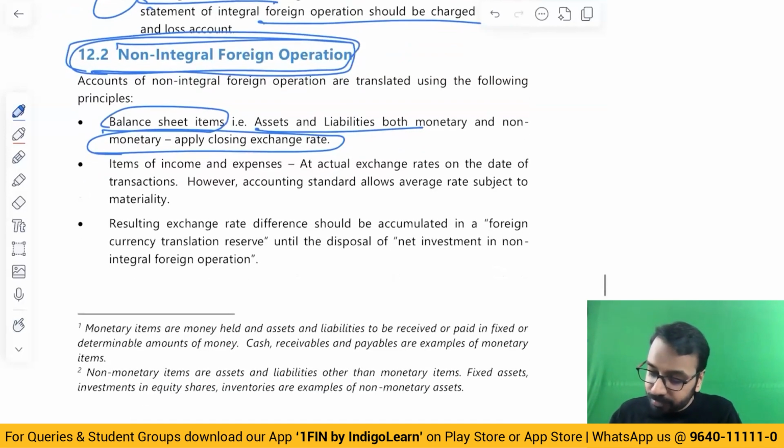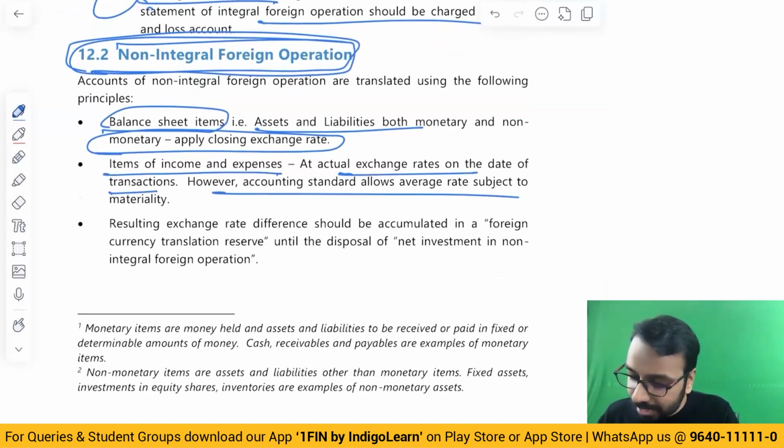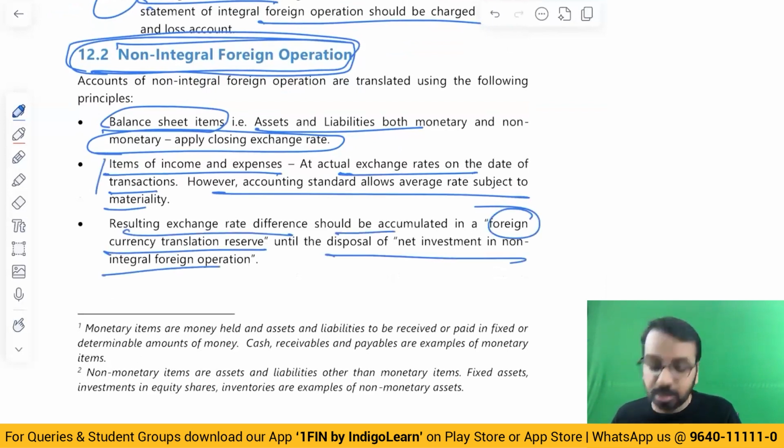Okay. Income and expenses, actual exchange rate on the date of transaction or average rate. The resulting exchange rate difference should be accumulated in the foreign currency translation reserve until the disposal of the foreign operation. Okay. So this is how we will do the accounting. Any question?